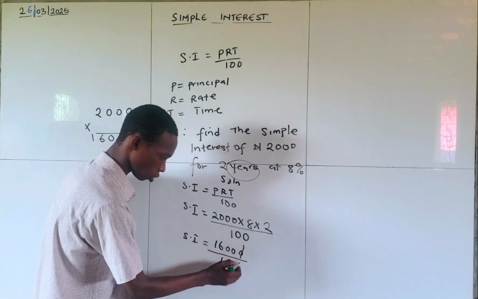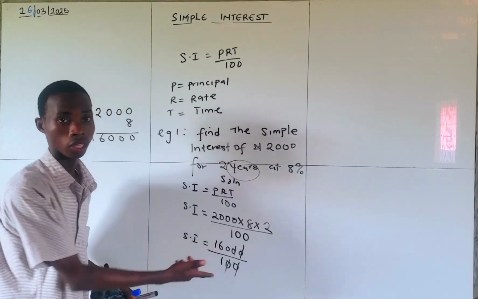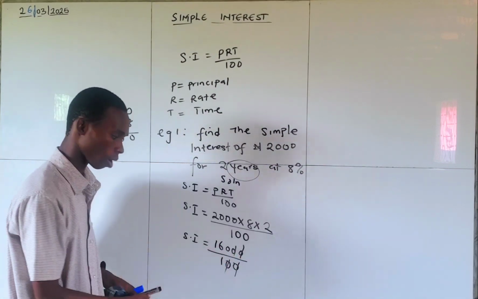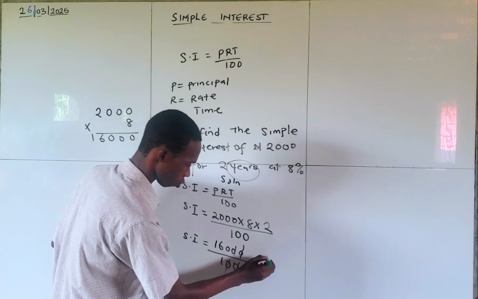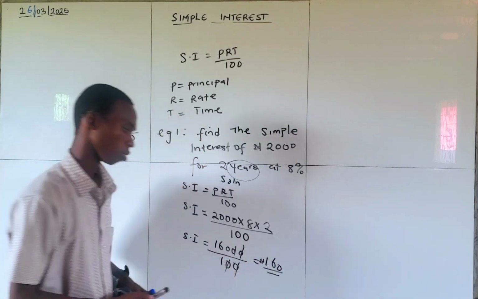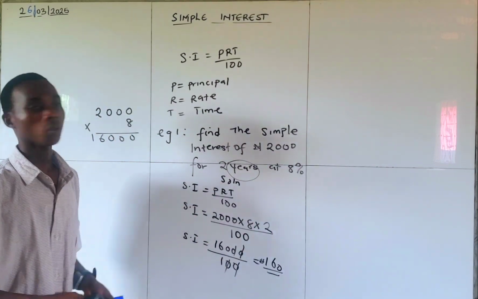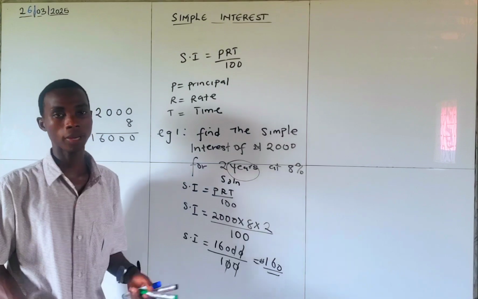Let this 0 cancel this 0, let this one cancel this one. Then you are left with only 1 here and 160. So 160 divided by 1 will still give us what? 160. 160 naira. So this is our answer. Now let's move to a more complex number.